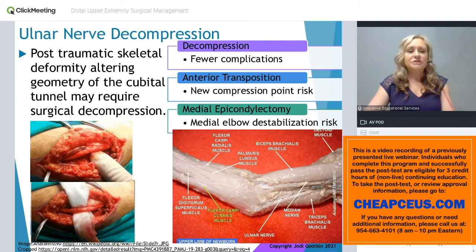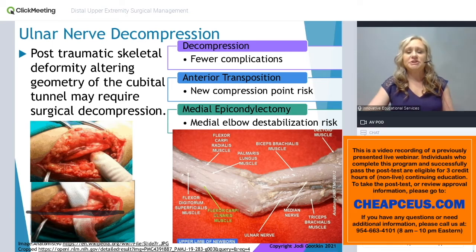There are a couple of different procedures that can be done to address compression that might be occurring of the ulnar nerve. On the left-hand image here at the bottom, we see that nerve is pulled out of its space, just above that black line that I drew here. They can just go in and decompress, debulk that area. Maybe there are osteophytes on the bone from arthritis that is compressing it.